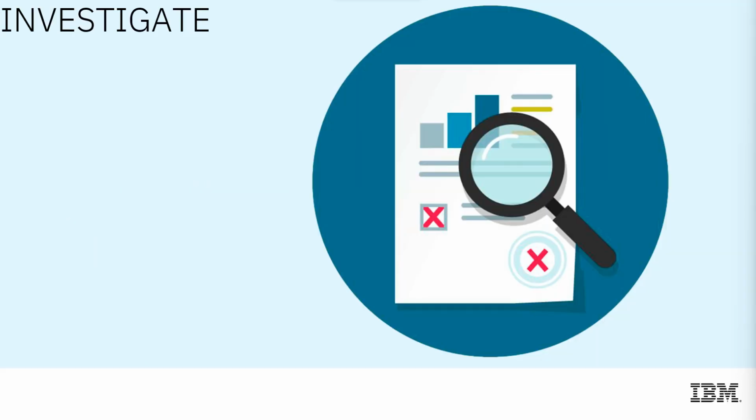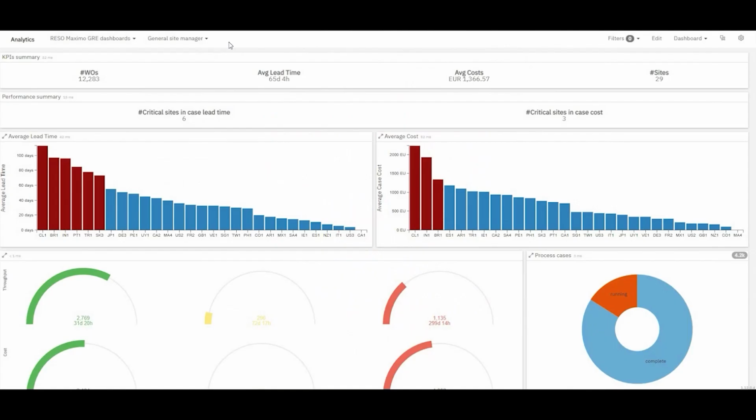Our story starts one day when the general sites manager decides to see how his sites are performing in their planned maintenance processes. He opens his dashboard. The general manager dashboard contains views allowing the general manager to monitor the performance of maintenance processes in different sites under his jurisdiction. Different key performance indicators such as total amount of cases, average case lead time, average case cost, and site statistics are presented in an easy-to-read manner.